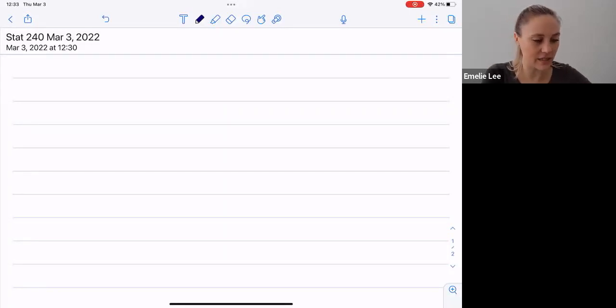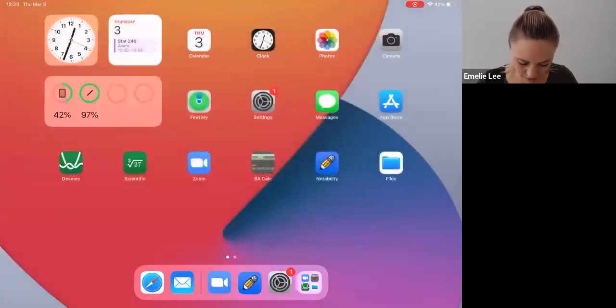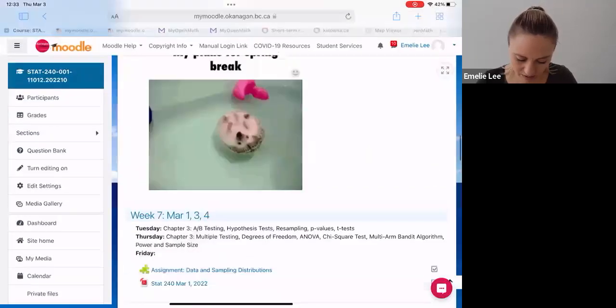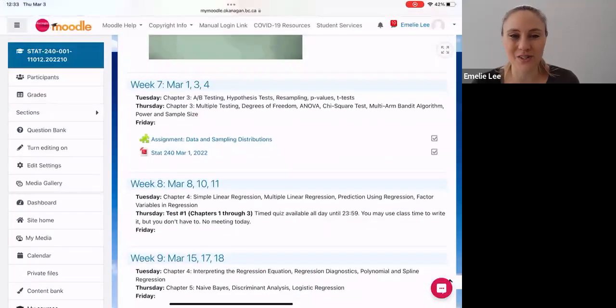Let's see here. I just wanted to show you guys, in case it slipped under the radar, I did post another assignment. It's just a little multiple choice one again, same structure as the previous one. It's on chapter 2, which was data and sampling distributions. I put it in our calendar because these little puzzle pieces don't have due dates from Moodle, they're from somewhere else. So I put it in our calendar.